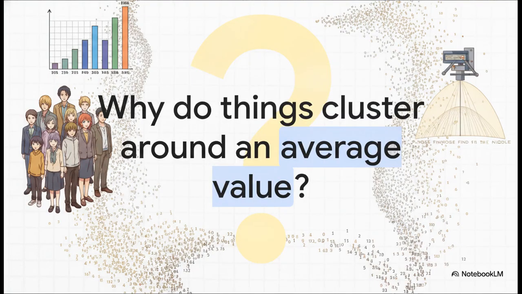Have you ever actually wondered why things like human height, exam results, or even just random measurement noise in an engineering lab all seem to naturally find their way to the middle? I mean, it feels almost like magic when you look at raw numbers out in the wild, but it's actually a mathematical certainty. Today, we're uncovering exactly why this happens and exactly how we measure it.